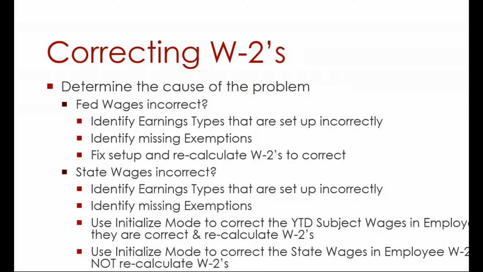Now, if the state wages appear incorrect, we would still also want to review earnings types, make sure those are set up correctly, look for any items that may be incorrect there, identify any missing exemptions that maybe need to exist, and if any such items are found here, the options for resolving them include using initialize mode to correct the year-to-date subject wages and employee history to make them correct, and then rerun the W-2 calculation process, or use initialize mode to correct the state wages and employee W-2 history and do not recalculate the W-2s. So there's a difference between the two here.